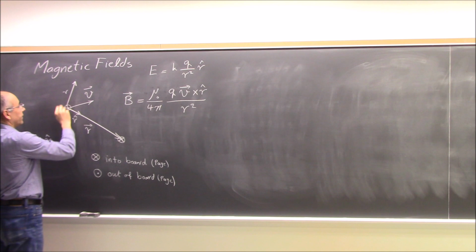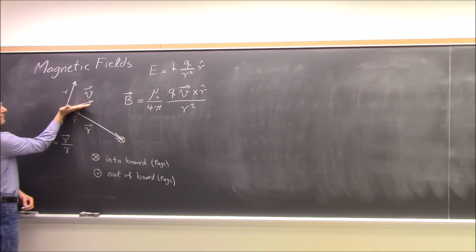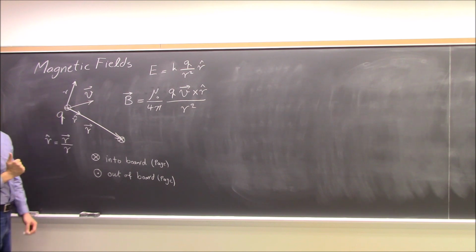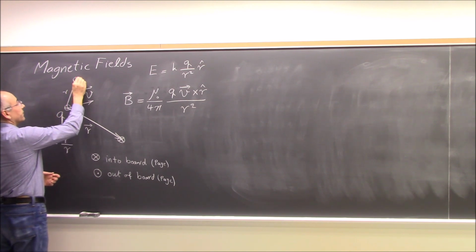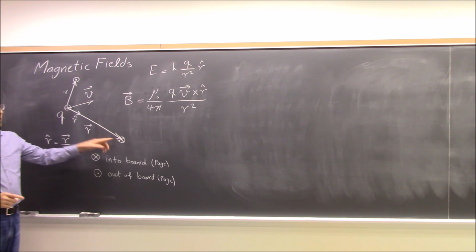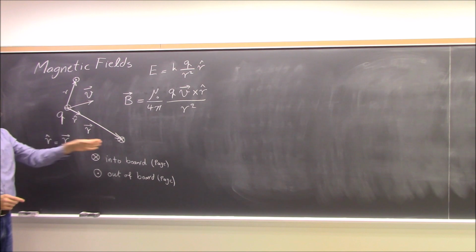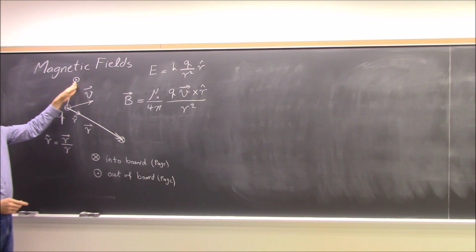If R is this way, R hat is this way, right? So V, again, cross R hat is out, right? At this point, the field is out. At this point, it's into the page. Any point below this velocity line, the field is into the page. Any point above, the field is out of the page.